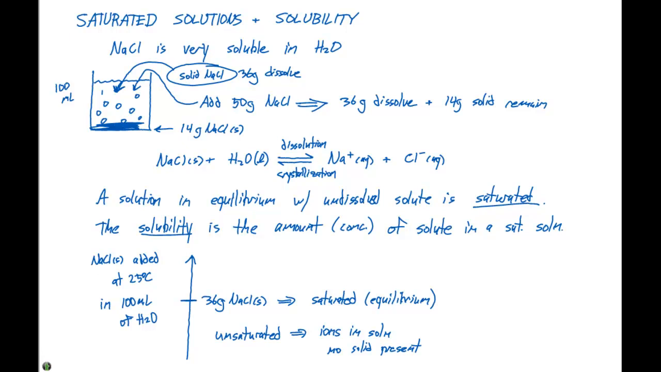Anything above the saturation point we can say is supersaturated, and we're going to have excess solid present plus the ions in solution. In this case, the ions will be sodium plus and Cl minus.